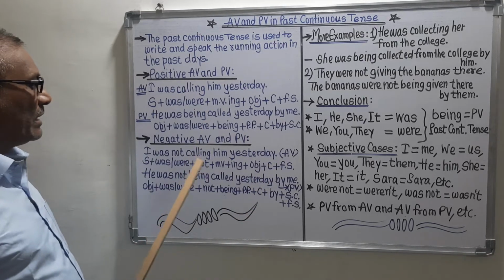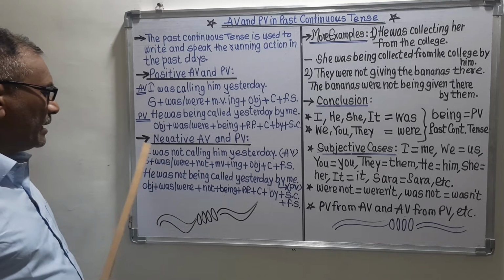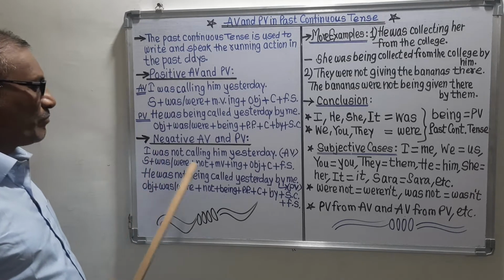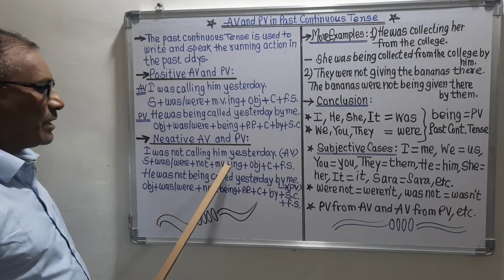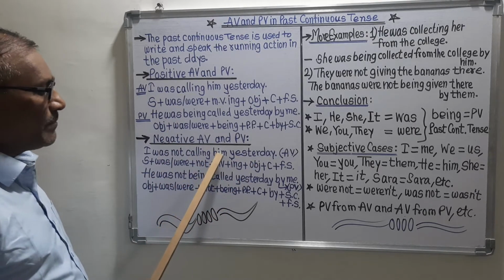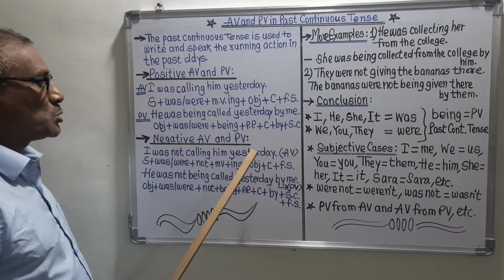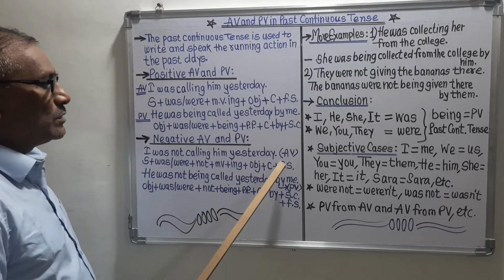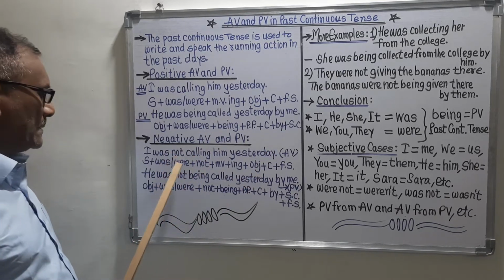Now we can study the structure with this sentence. The subject is I, and out of was and were, there is was. Then not is there, so I have taken not. Calling is there, so I have taken MV plus ing. The object is there, so I have taken him. Then complement or extra word, so I have taken the word yesterday. Then there is the full stop. So this is the active voice in the negative sense.